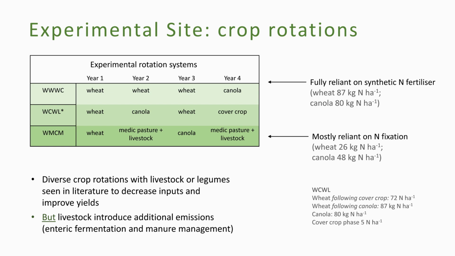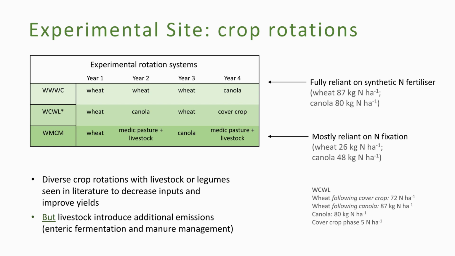So I looked at 3 specific rotations. First system is 3 years of wheat and 1 year canola. So all these systems are 4-year systems, and this is a fully cash crop system. So it doesn't have any legumes or any livestock incorporated, and the application rates for synthetic fertilizer is 87 kilograms of nitrogen per hectare for wheat and 80 kilograms of nitrogen per hectare for canola.